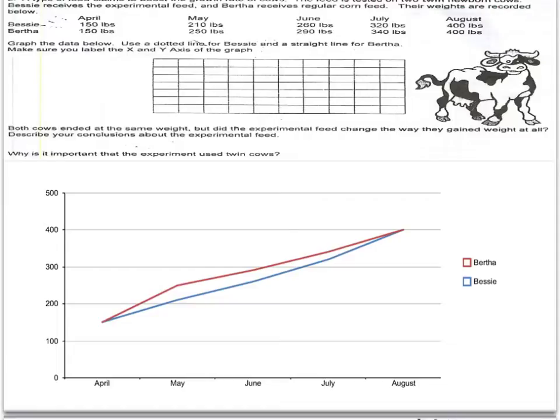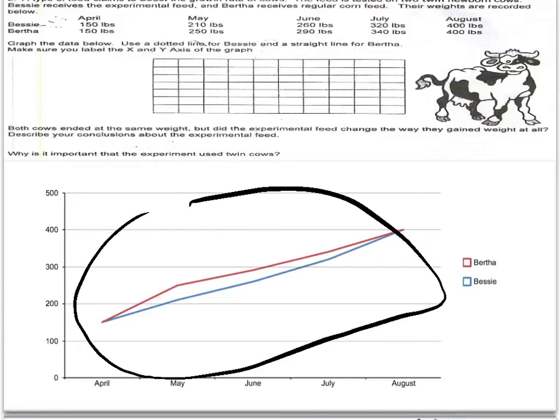So when we graph these, we see that Bertha is a red line, and she had a peak and then just kind of leveled out, while Bessie did a pretty steady increase. So really and truthfully, the experimental feed didn't make a difference in their weight gain. It didn't make one cow gain more weight faster than the other, which is why I would pay extra money for experimental feed. And this line graph really proves that. Okay.